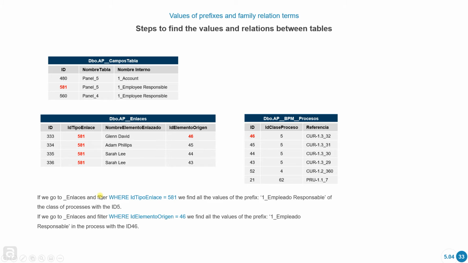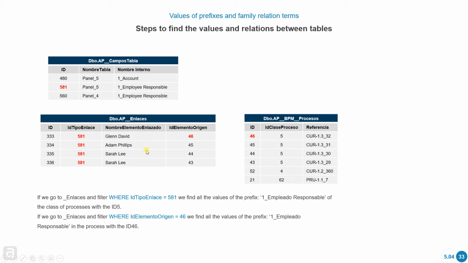So here we're going to see an example. First, I go to Campos Tabla. In this table, I know I have the information of the panel of my class of process related with a certain prefix. For example, this one that's called employee responsible. So once I have this ID, I can go to AP Enlaces and I can filter. Once I filter, I can see all the values that have been selected in this prefix that's called employee responsible, but only the ones of this class of process, okay? The class of process with the ID 5.